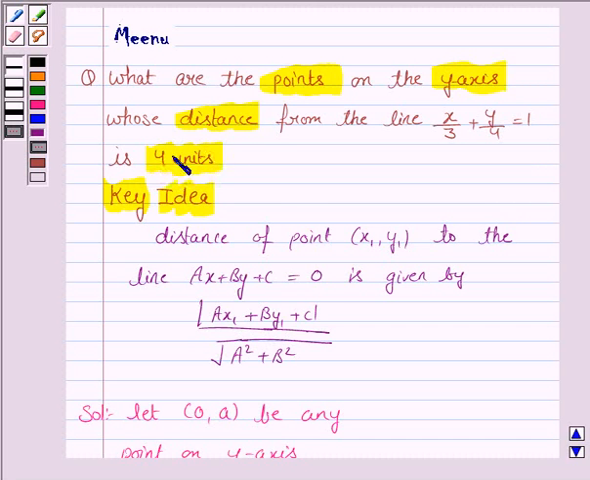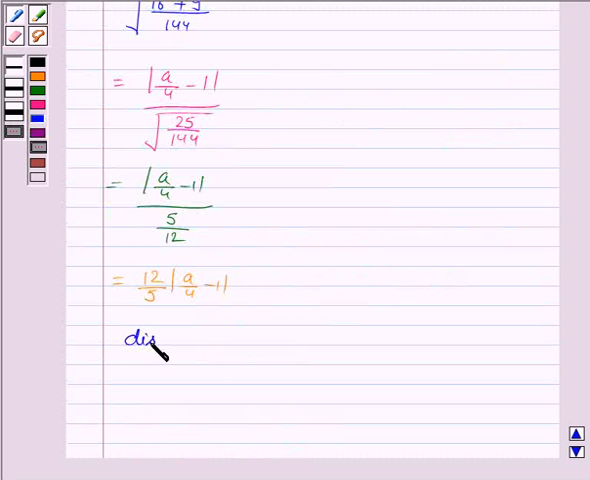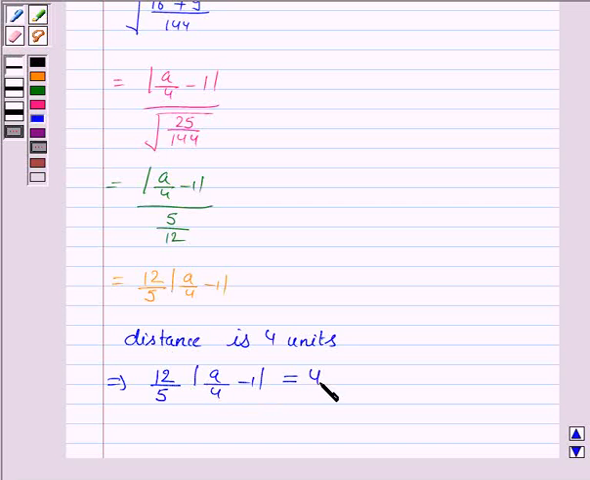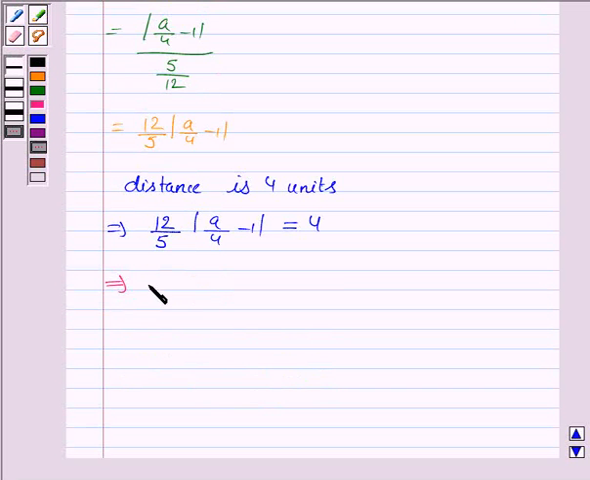and we are given that this distance is 4 units. So this implies 12 upon 5 into mod of A upon 4 minus 1 is equal to 4. And this implies mod of A minus 4 upon 4 is equal to 4 into 5 upon 12, and this implies mod of a minus 4 is equal to 4 into 4 into 5 upon 12.